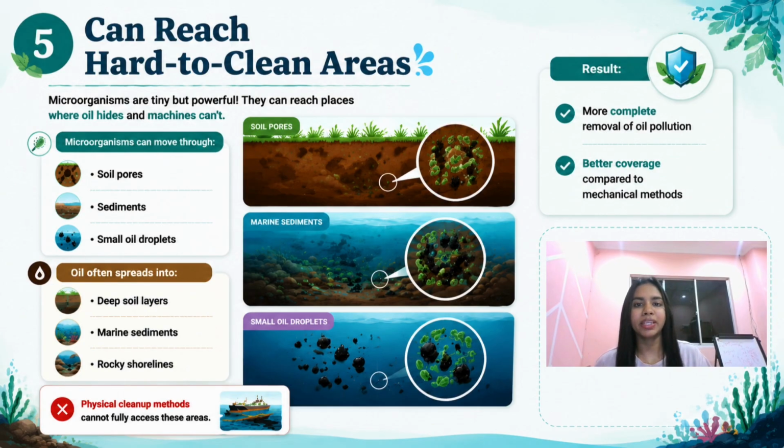Next, bioremediation is effective because microorganisms can reach hard to access areas. Unlike physical cleanup methods, microbes are very small and can move through soil pores, sediments, and even tiny oil droplets. This is important because after an oil spill, oil does not only stay on the surface, it can go deep into soil and marine sediments. So, bioremediation allows a more complete and effective cleanup compared to any other mechanical methods.